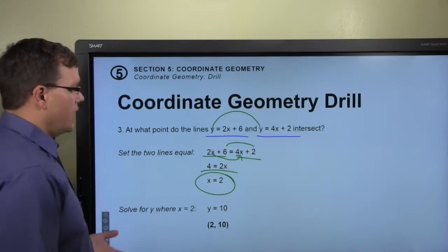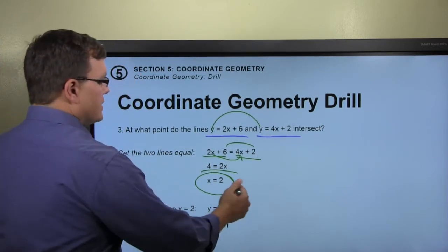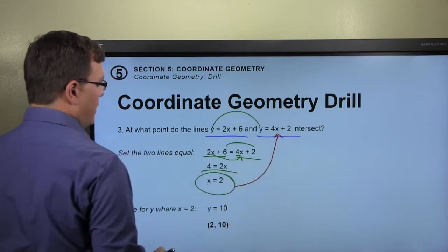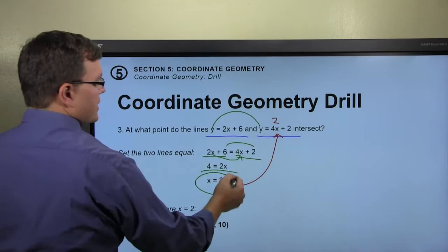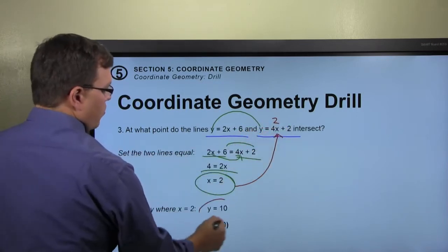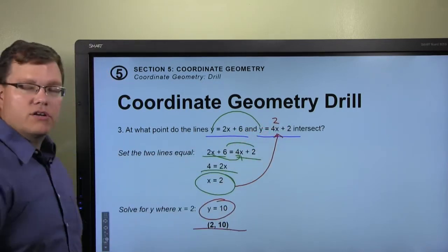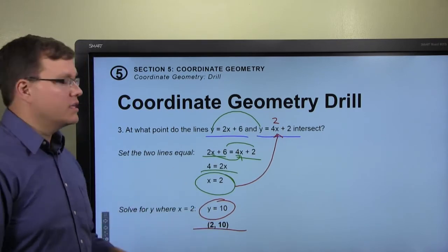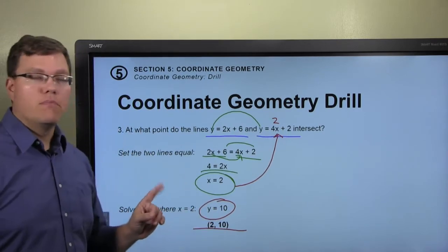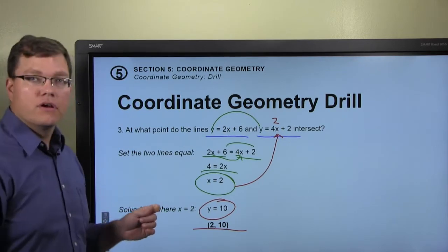All you have to do then is plug 2 into either of these, like for example right here. So y equals 4x plus 2, plug in a 2 for x, y equals 8 plus 2, y equals 10. The point where they intersect is 2 and 10. X coordinate 2, y coordinate 10. This is going to come up in just a moment when we have to finish up another coordinate drill.